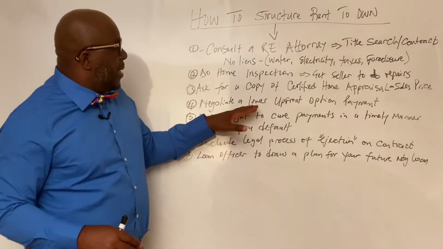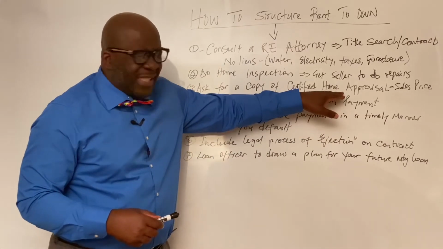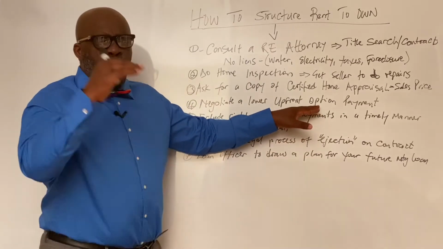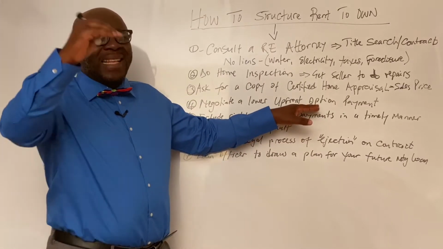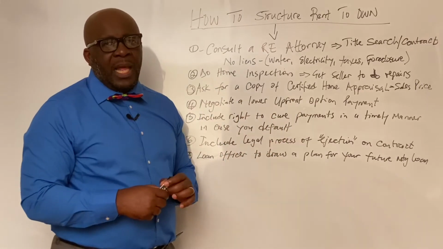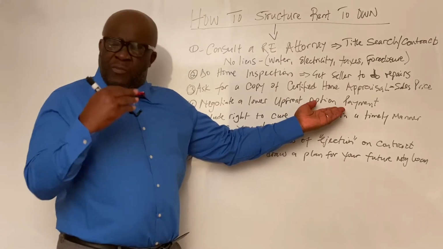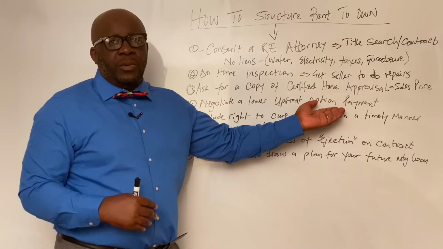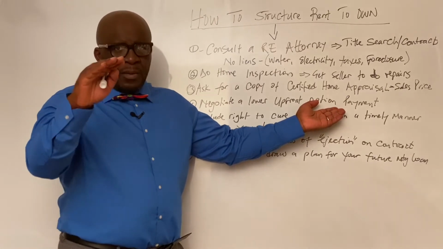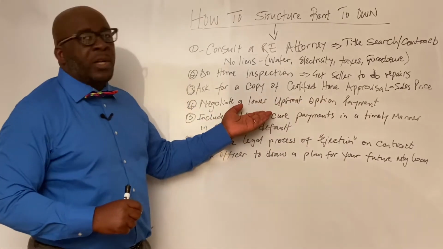Number four, negotiate a lower upfront option payment. The repairs in the house will all be on you. Negotiate a lower upfront payment, so in case something happens tomorrow, you have not given all of your money to the landlord. Usually, landlords who are serious and want you to succeed will work with you. But the people who tell you it's 7% and nothing else, there's a little suspicion there. So negotiate a lower down payment.